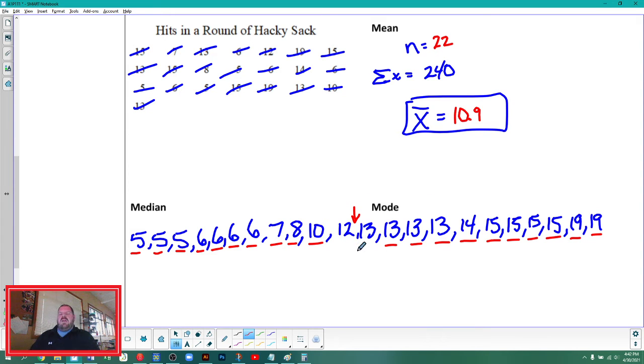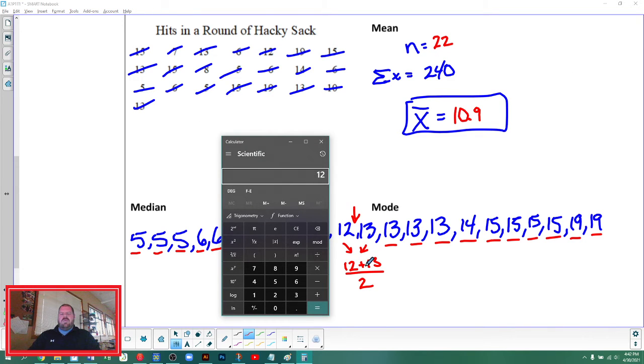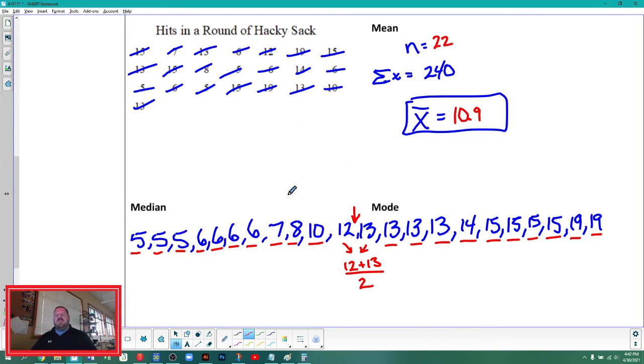So when we're looking for a median between two numbers, we're going to take the average of those two numbers. On this one, you probably don't really have to do it. We're technically looking for the middle point between these two numbers, which it probably won't shock you what it is. 12 plus 13 divided by 2 gives me 12.5. So the median is 12.5, which is halfway between 12 and 13.